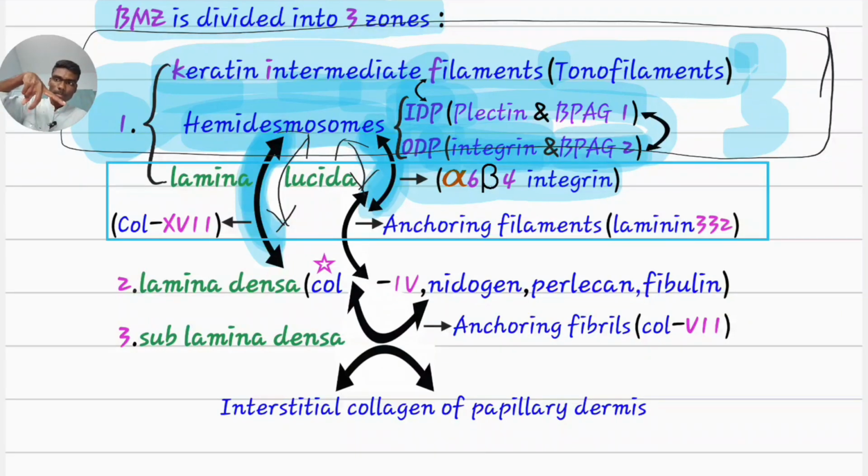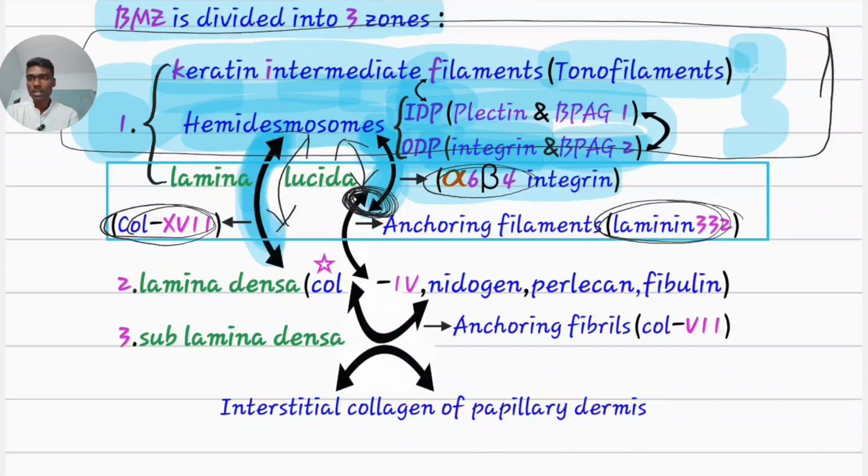One is BPAG2, nothing but collagen 17. Another one is alpha 6 beta 4 integrin. These two from the outer dense plaque of the hemidesmosome enter the lamina lucida to get their attachment to the next structure. Here you can see alpha 6 beta 4 is attaching to the next structure, that is the anchoring filament, laminin 332.